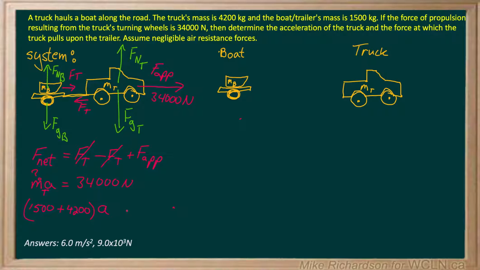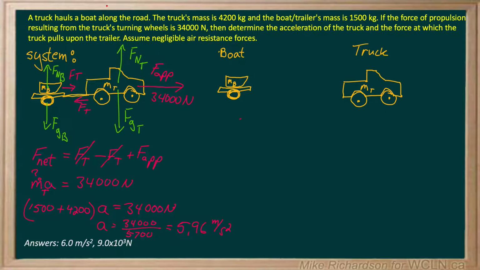So that's my mass times a will equal 34,000 newtons. Now when I solve this for a, it'll simply be 34,000 divided by 1,500 plus 4,200, which is 5,700 kilograms. And when I do that, I get 5.96 meters per second squared. There's my acceleration of the system. Now if I round it off to 2 sig figs, I get my 6.0 meters per second squared answer that's displayed. So now we know the acceleration of the system.